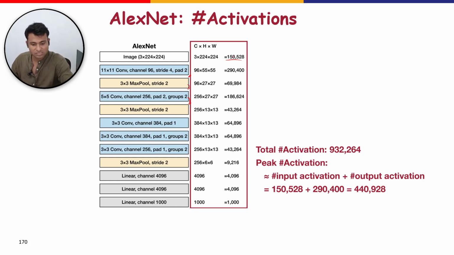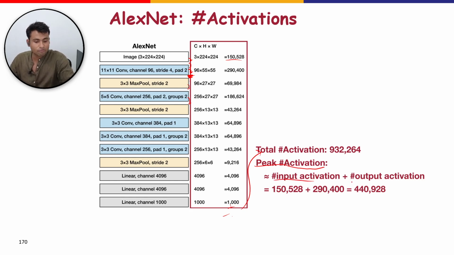This way, if you add all of this together, you will get the total number of activations. But if we want to calculate the peak activation, for a particular layer you have to get both the input stored and the output stored. This input also has to be stored, and this output where you're processing, that also has to be stored somewhere, right? At a single point of time.